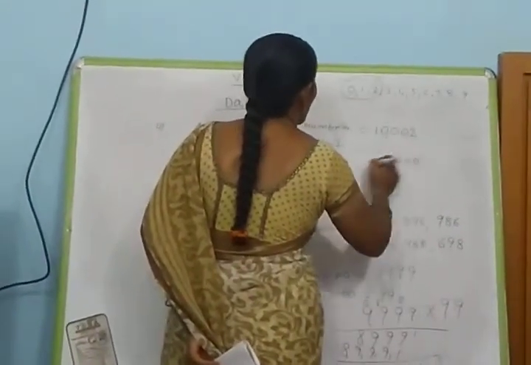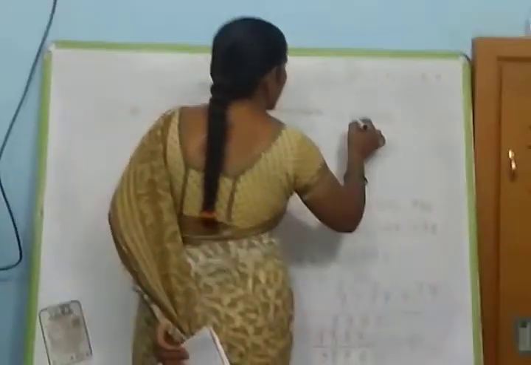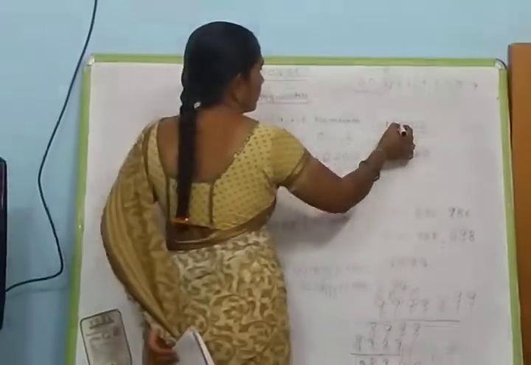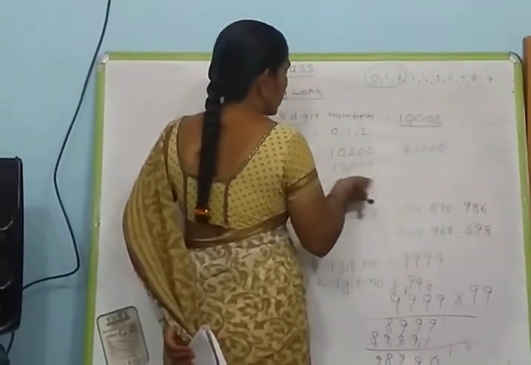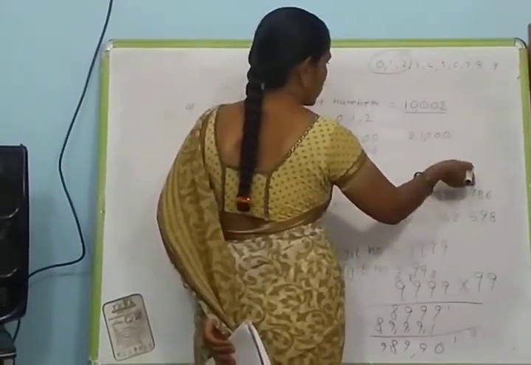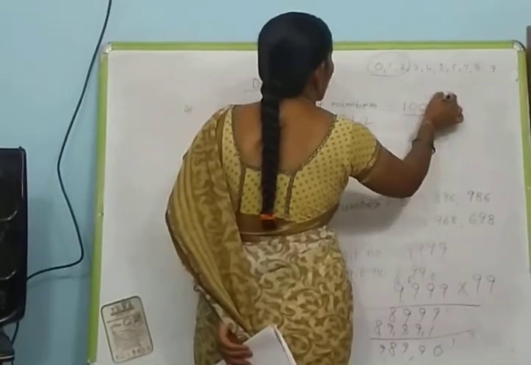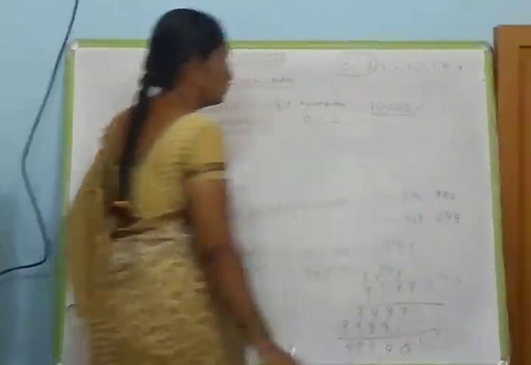They asked for the smallest number. In this, if you write any number from these numbers, this is the smallest number. See here. This number is 10,002. This number 10,200. This number 12,000. This number 21,000. So the remaining numbers are all greater than this number. So this is the smallest number. So like this you have to write it.